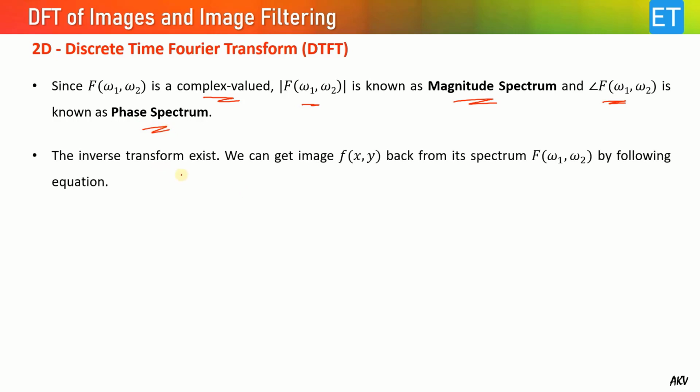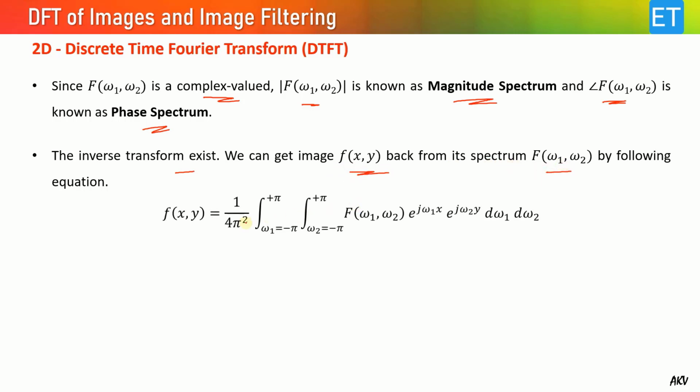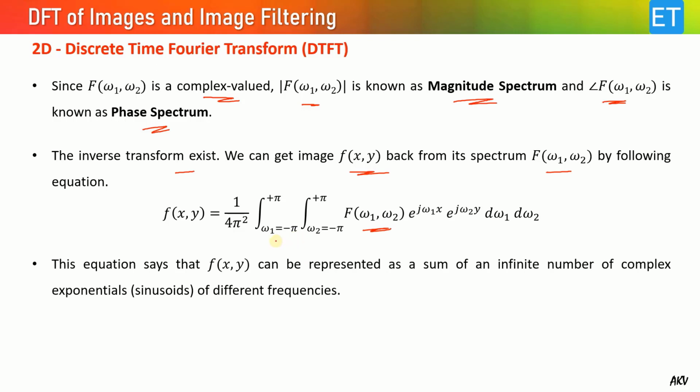And the inverse exists, that means you can get your image back from its spectrum F(omega1, omega2) by the following equation. So f(x,y) equals 1 upon 4 pi squared times the integral. Here you can see that we have used an integral instead of a summation, because as I said, F(omega1, omega2) is a continuous function of omega. That's why we have used integration. If you interpret this equation, you can see that f(x,y) can be represented as the sum of an infinite number of complex exponentials, I mean sinusoidal waves of different frequencies.